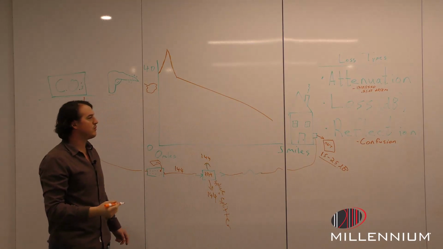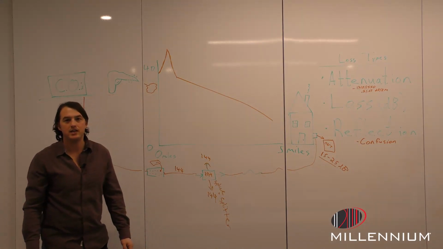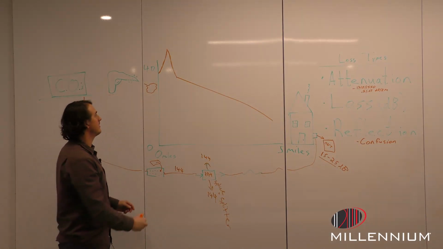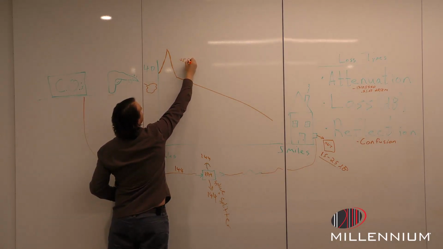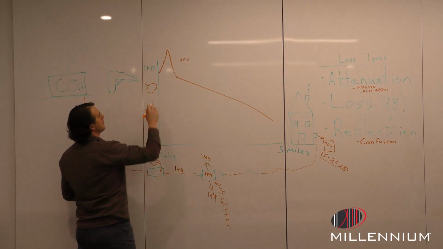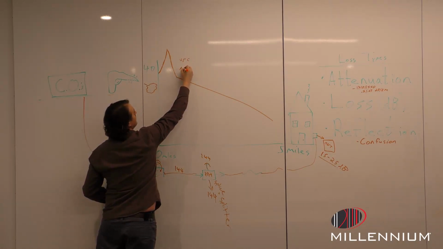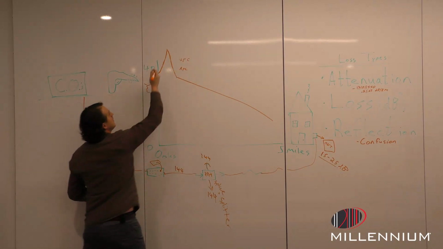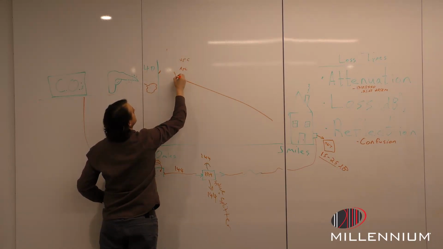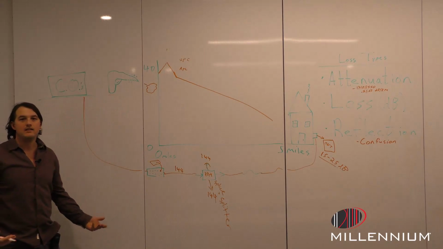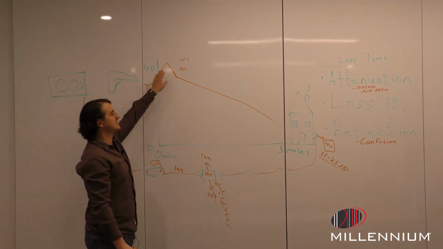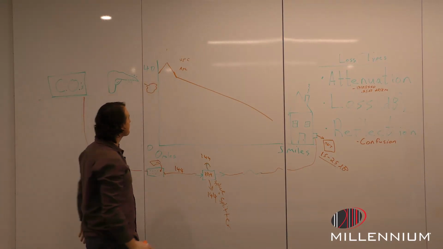Some of you might wonder what's the difference between a UPC connector or an APC connector. This is a UPC connector right here. And now let's replace that connector and make it an APC connector. An APC connector is just going to create less confusion within that network. So it creates less reflection.